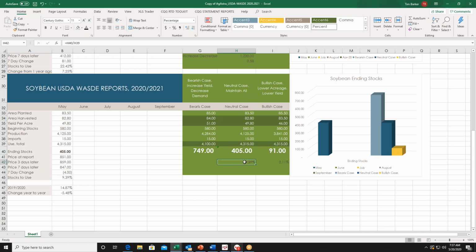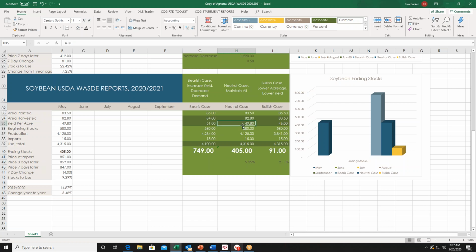Well, it's because this is still a really big number. And 9.39% historically is not viewed as tight on a stocks to use ratio for soybeans. And it's even less so this year because Brazil has so many of them and they've gotten so much better at growing. So 9.39 is relative to what it's done in the past. But I think this is what the funds are looking at.